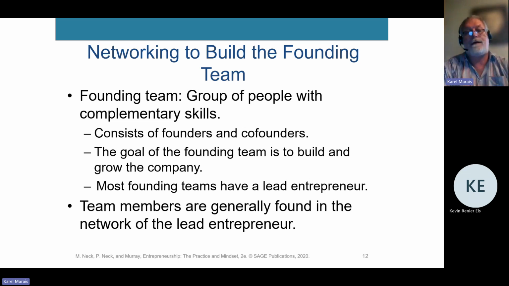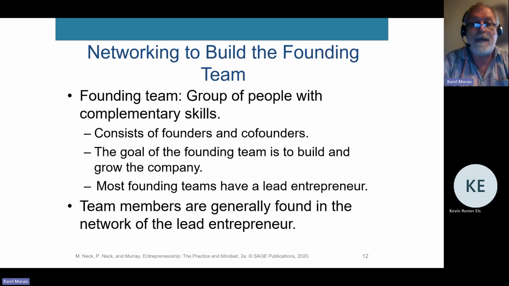Another great thing around networking is to build your founding team. Remember, the founding team is that group of people that start the business. So you, as the entrepreneur, you want to start the business, you might need somebody with a technical skill. You might need somebody with a sales skill or a financial skill or some skill that you don't have. If you are networking, right, you can get that group of people with those complementary skills together. Those are the people that eventually form your founding team.